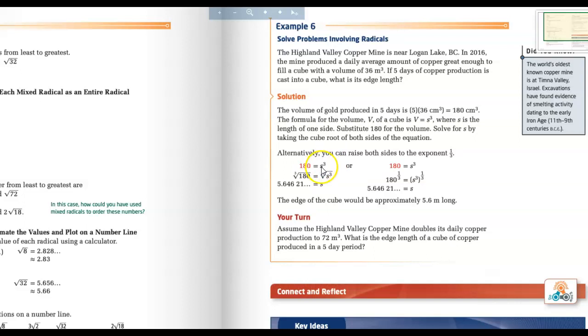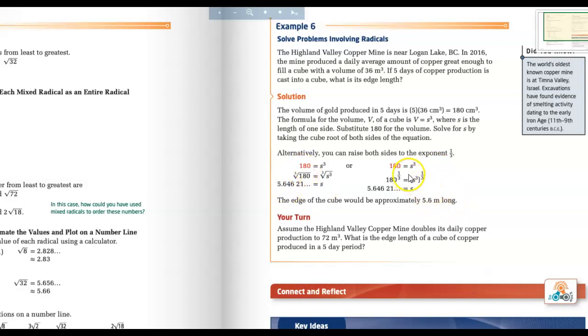So we're trying to find S here. How do we get rid of the 3? We basically cube root it. So you do the cube root on one side, that means you have to do the cube root on the other side. So cube root of 180, and right here you can just find this on your calculator. You don't really need to do it out because it would be pretty hard to find this decimal answer. So you're going to have to use your calculator here, and then you get 5.6 and so forth.